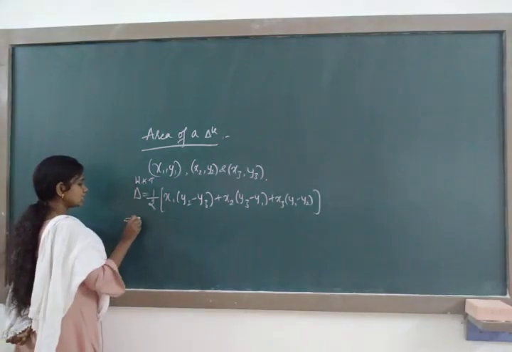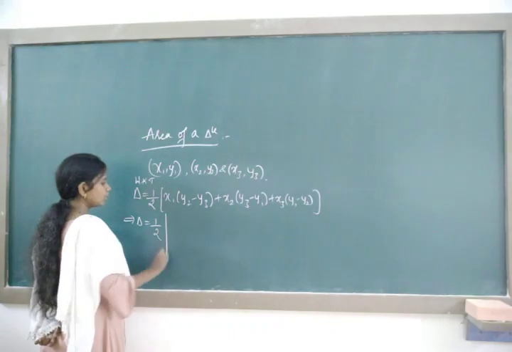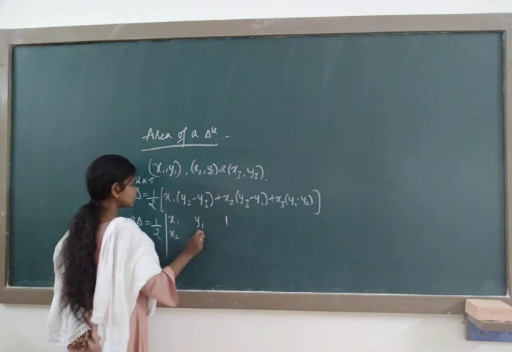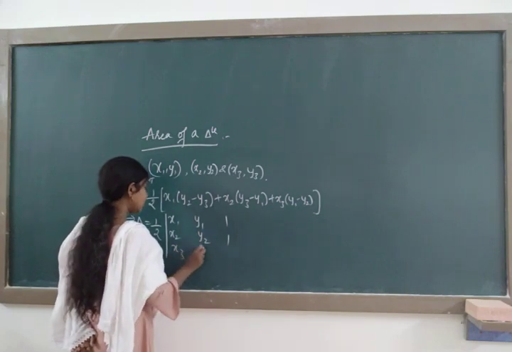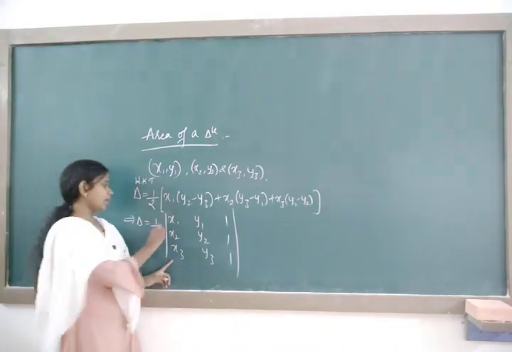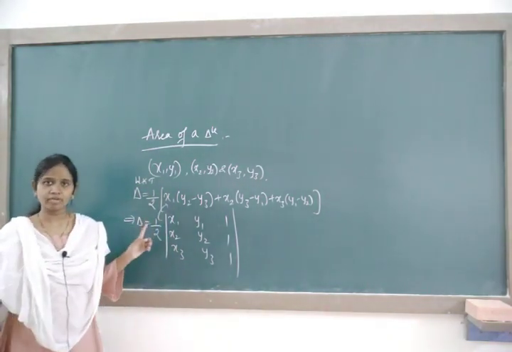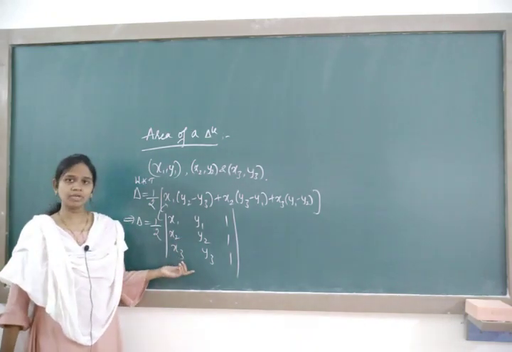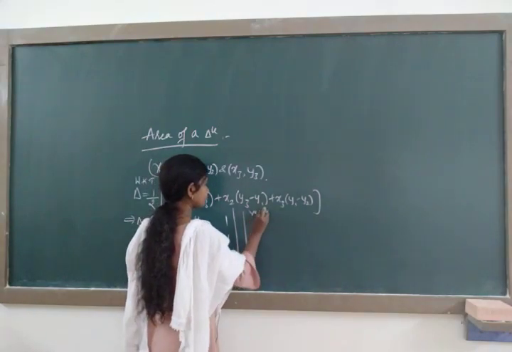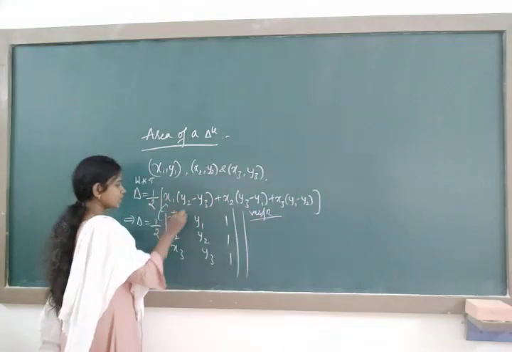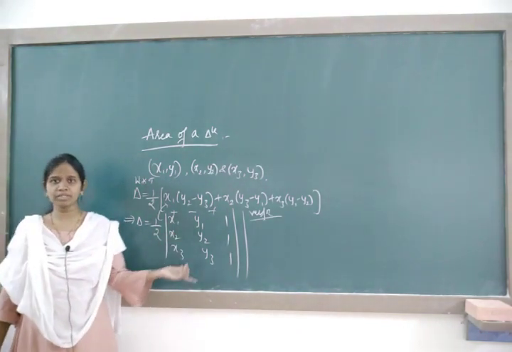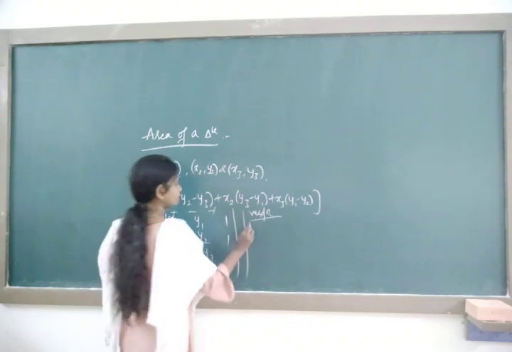How? Delta is equal to 1 by 2, take a bar. First row will be x1 y1 1, second row will be x2 y2 1, third row will be x3 y3 1. When you expand this determinant, will the area of triangle formula we already know come back? I will show the verification for this. We know the expansion of a determinant. I will expand along R1, with signs plus minus plus.